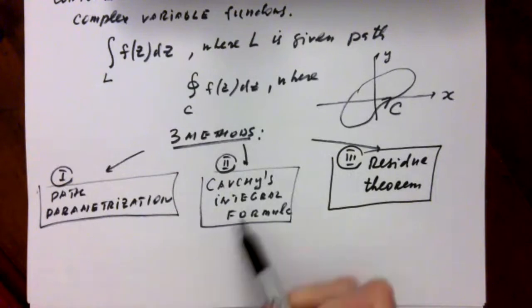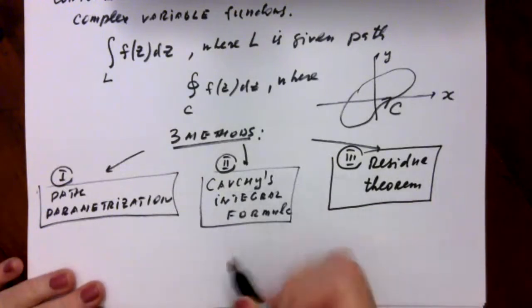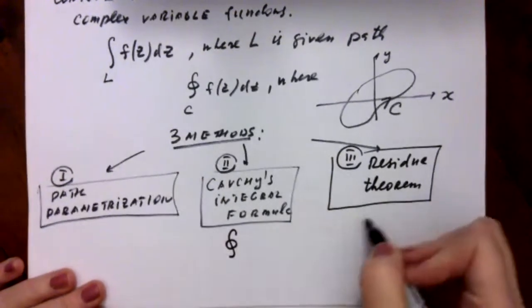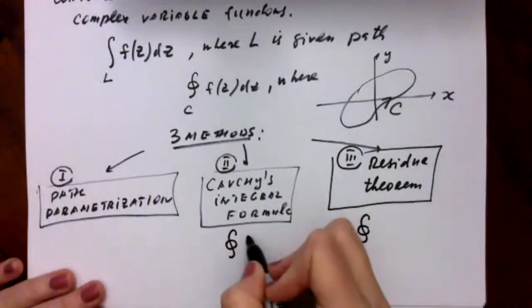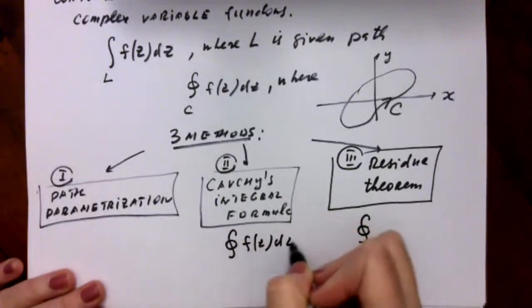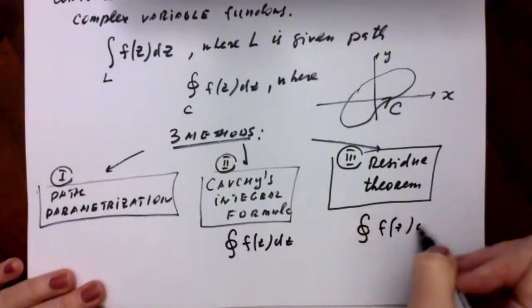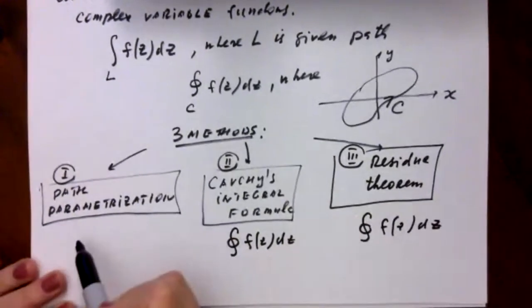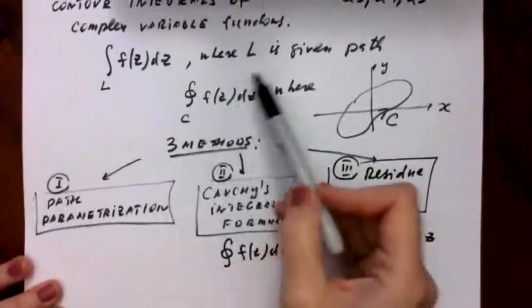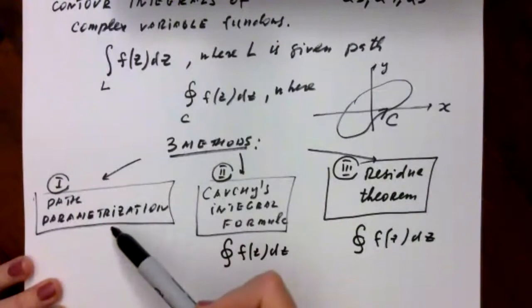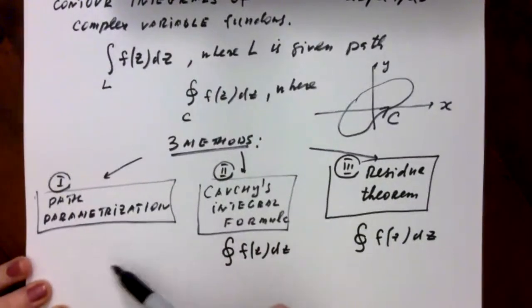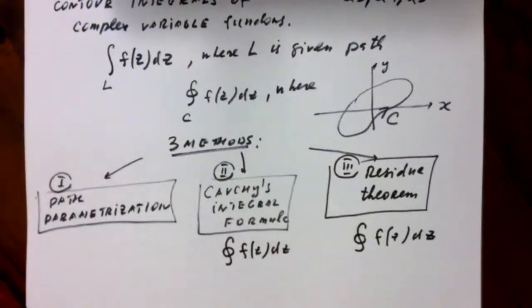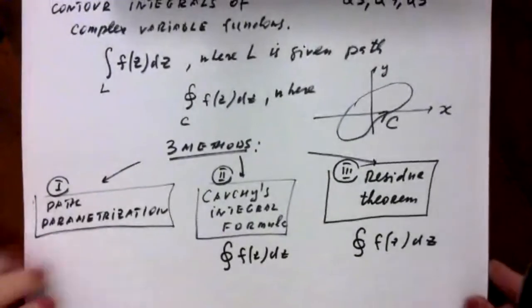And also the last 2 methods are suitable for integrals along closed contours only, whereas the first method is universal. It's suitable for ordinary paths which are not closed at all, as well as for closed paths. So let's start with the first method. Now you see the outline of our whole lesson. Okay, let's start with the first topic, path parameterization.